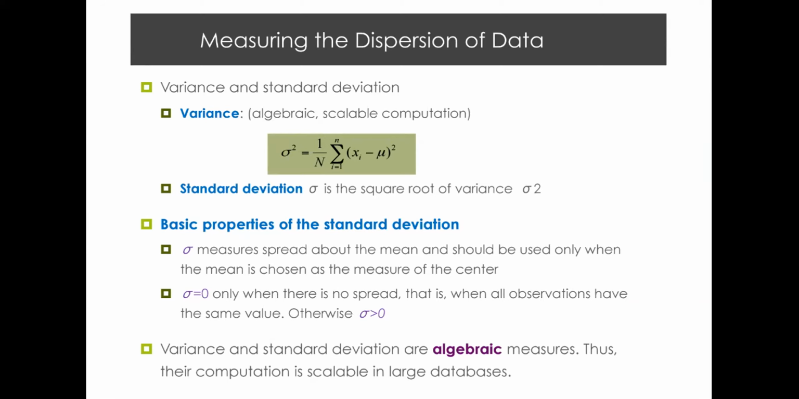The standard deviation, rho, is the square root of the variance. So the square root of the variance is called the standard deviation. Here are the basic properties of the standard deviation.